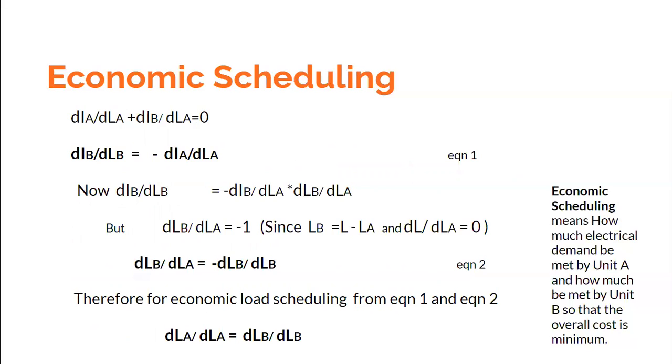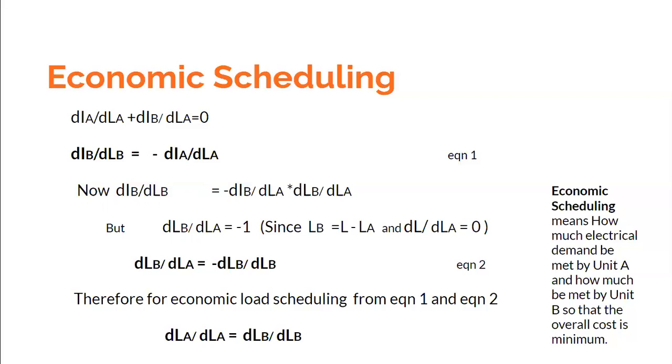Equation 1, which is written over here, is just a rewriting of the expression dIA/dLA + dIB/dLA. So what I have written is dIB/dLB is equal to negative of dIA/dLA, right? Now there is some mathematical jugglery we would be doing. We'll be rearranging certain terms so that I get the expression which I have in mind. I am aiming to derive an expression for economic load scheduling. As you see over here, I have rewritten dIB/dLB as dIB/dLA into dLB/dLA.